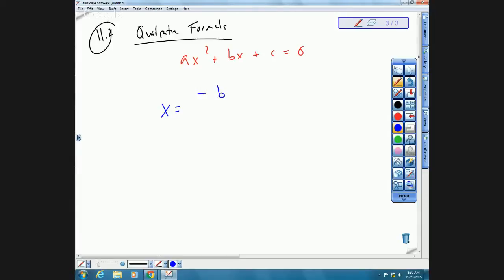Not every single, because there's stuff in the review, but every factoring problem you can do. So it is the opposite of b plus or minus the square root of b squared minus 4ac all over 2a. Which I'll probably write it on the board, just remind me. B squared minus 4ac.